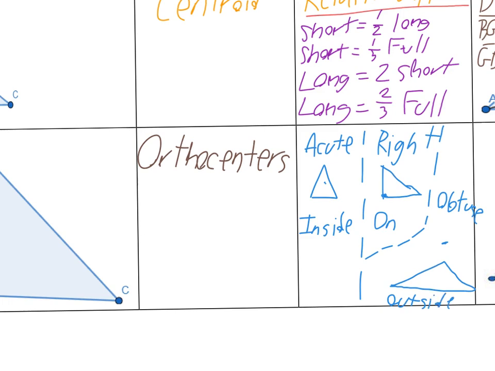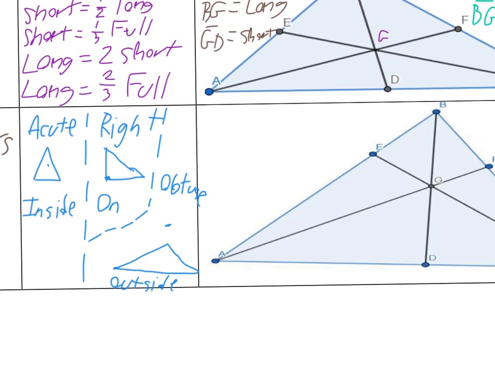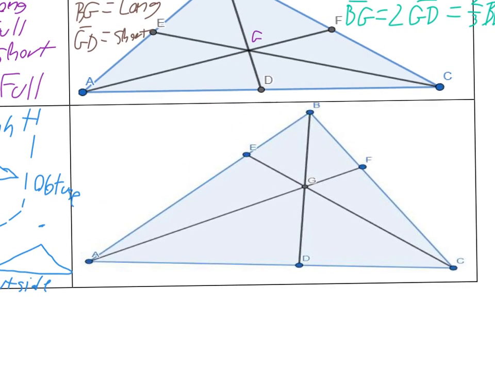the triangle. So we can use orthocenters and altitudes to quickly identify if we have an acute triangle, a right triangle, or an obtuse triangle without actually measuring the angles. So if we take a look at our little sample over here, if we assume that G is an orthocenter, then we can say that this is an acute triangle because G is inside the triangle itself. And orthocenters are only going to be inside acute triangles.